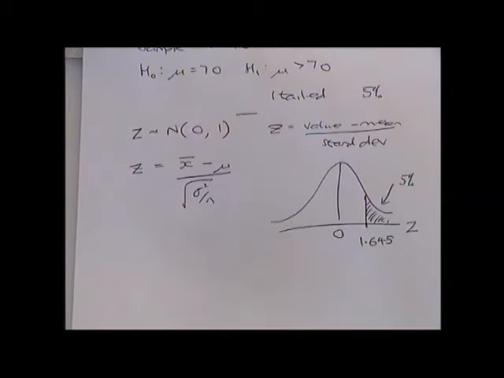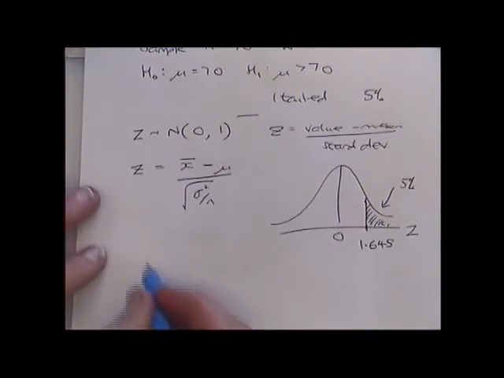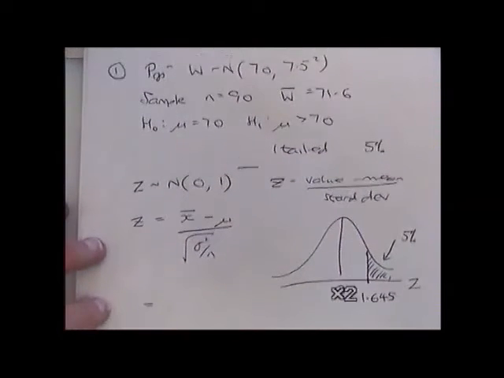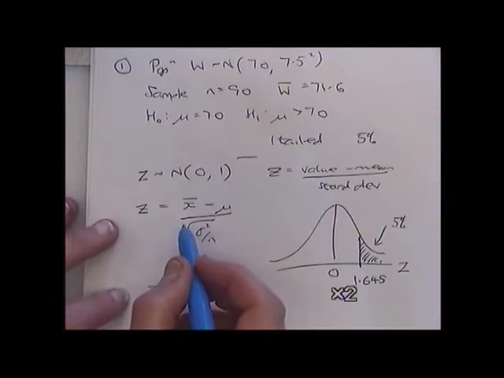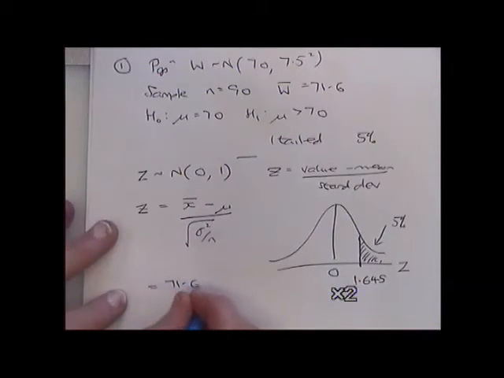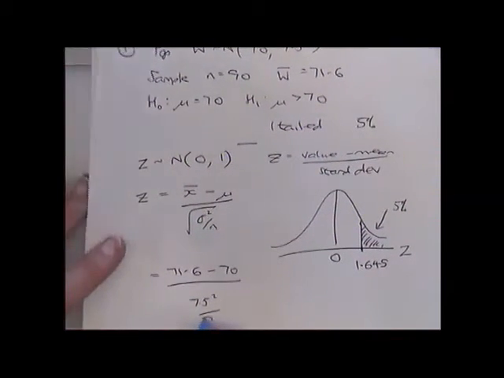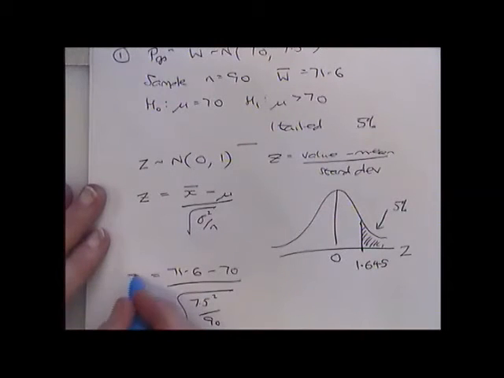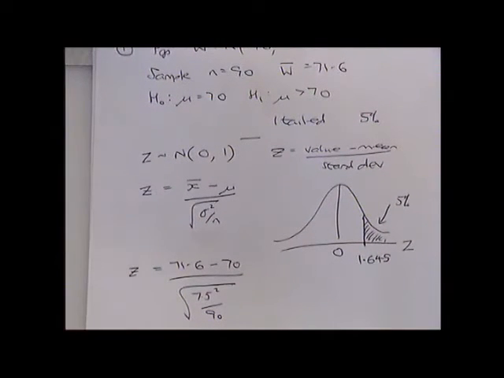So all we actually need to do now is check what the Z is equal to from here and just compare it with that value there. So for the information we had, our x bar, our sample mean here, was 71.6. The population mean is 70. Sigma squared is 7.5 squared. N, our sample size, was 90. Square root that, work out Z, plug it in a calculator, tap away. Hopefully you'll get the same answer that I've got written down in front of me.